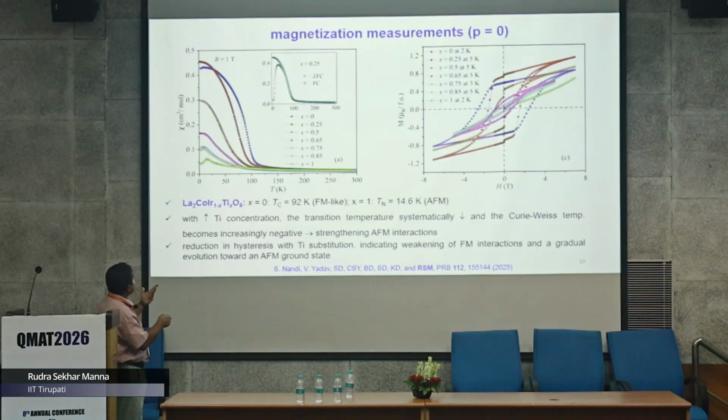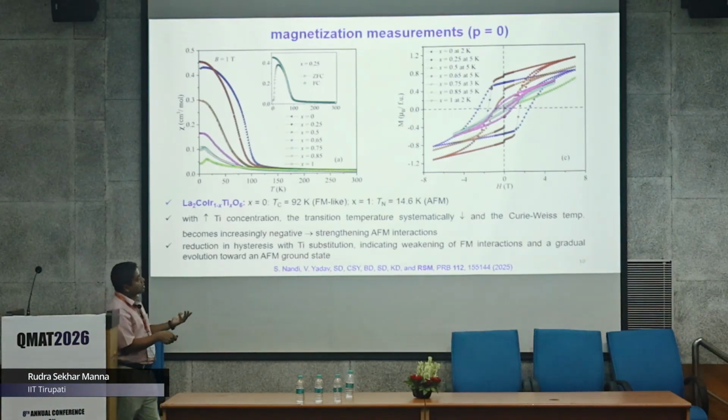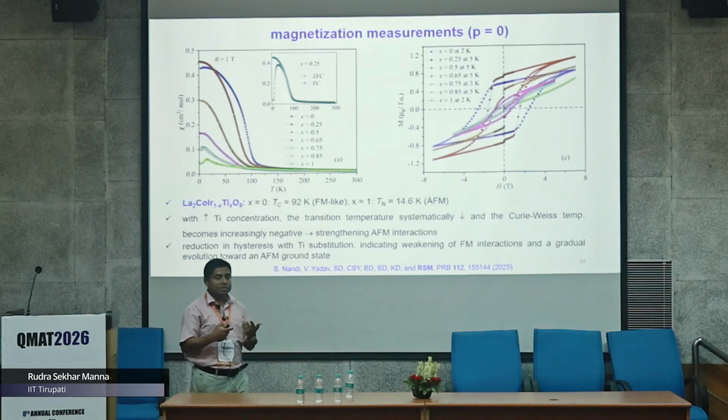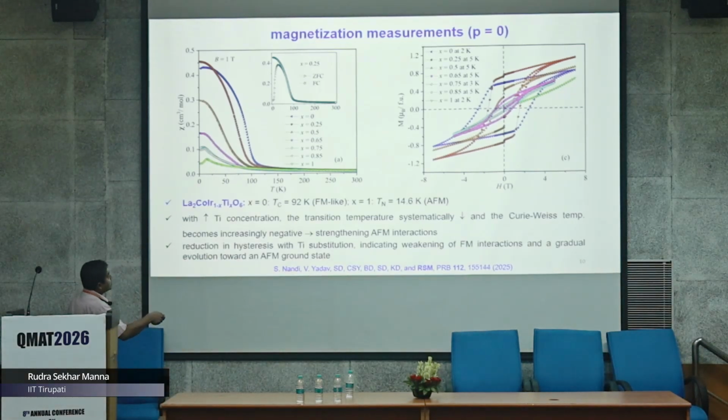If you keep on increasing x, you see the Tc shift to lower temperature, which is expected. We also studied the Curie-Weiss temperature. You know that the Curie-Weiss temperature gives you the interaction strength of the ferromagnet or the antiferromagnet. We could study that a bit. I think there is also a table listed in the paper, and you can look at the details.